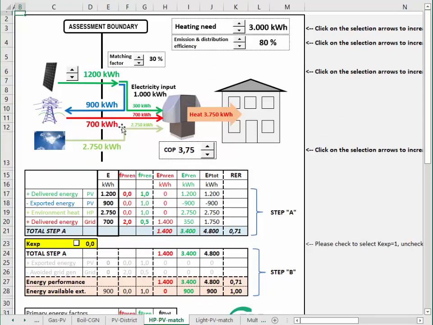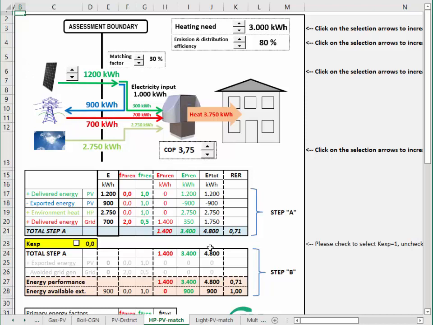The same concept is shown again in the next sheet, which is about a heat pump which can be driven either by the grid electricity or by on-site PV panels. Here the diagram starts from the heating need. An emission distribution efficiency is applied to determine the amount of heat required from the heat pump. Because of the matching factor, only part of the on-site electricity is used directly by the heat pump. Most of the on-site electricity is exported to the grid.